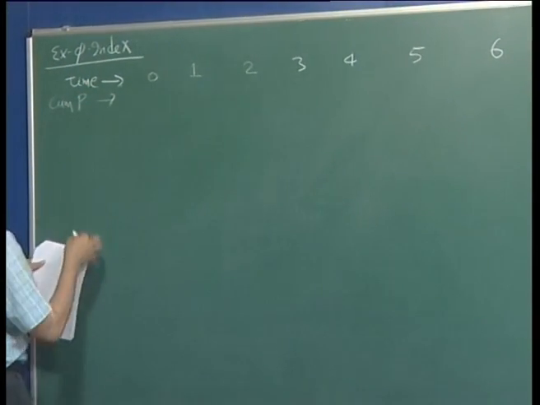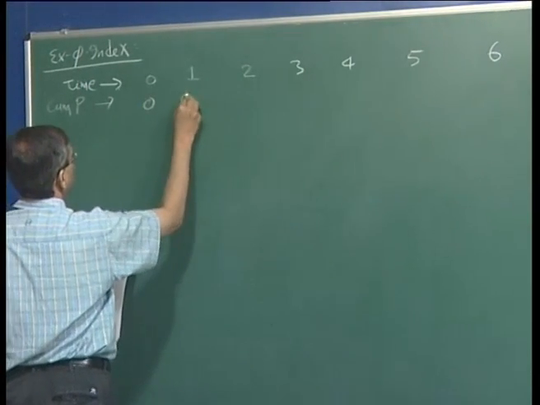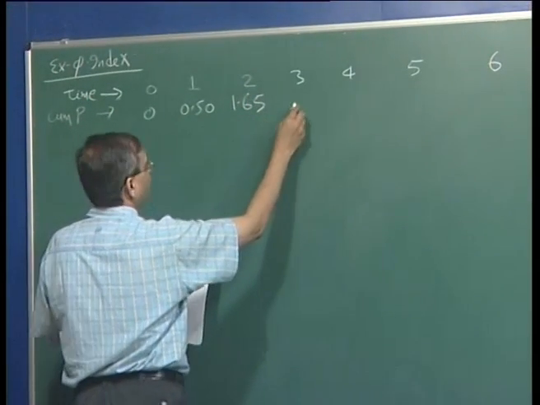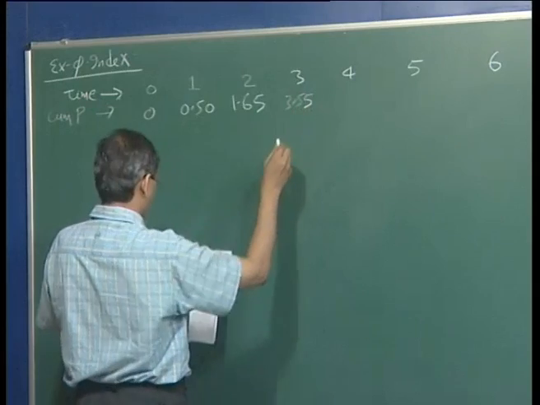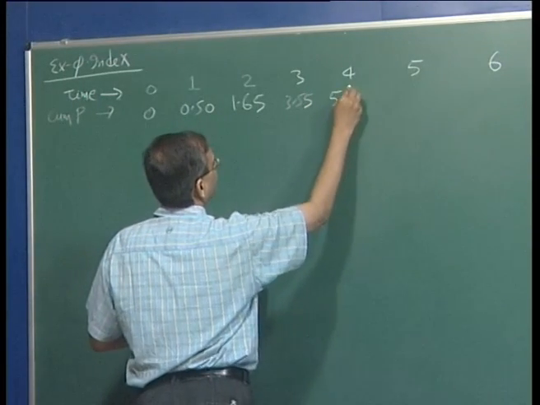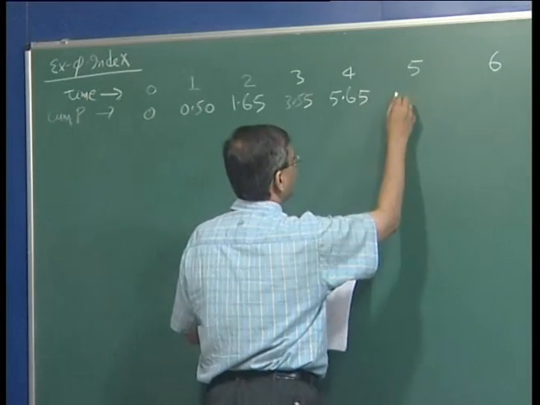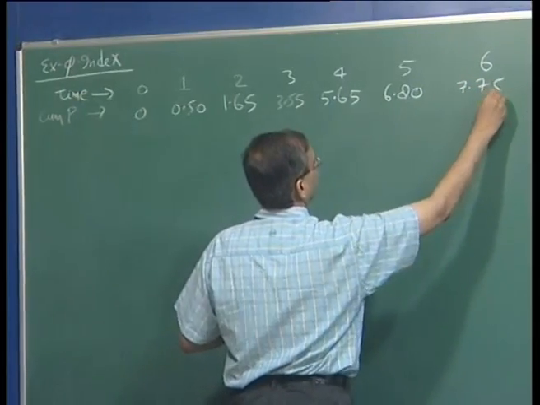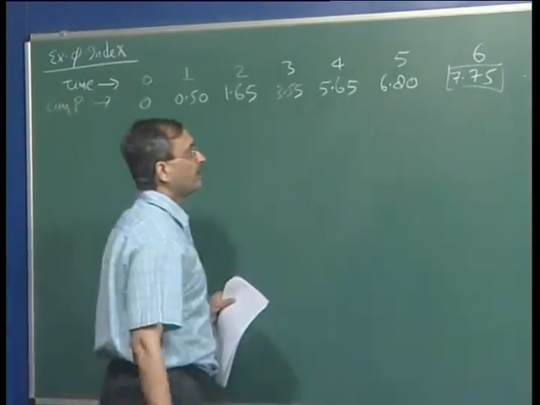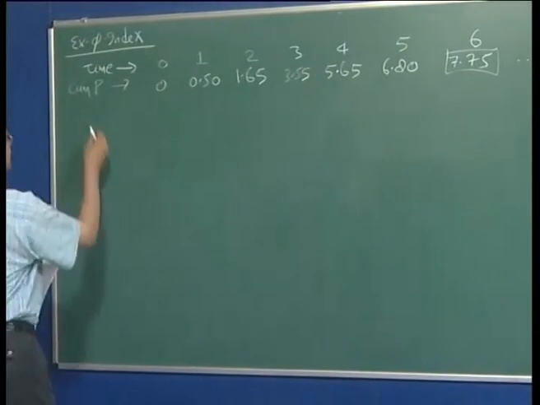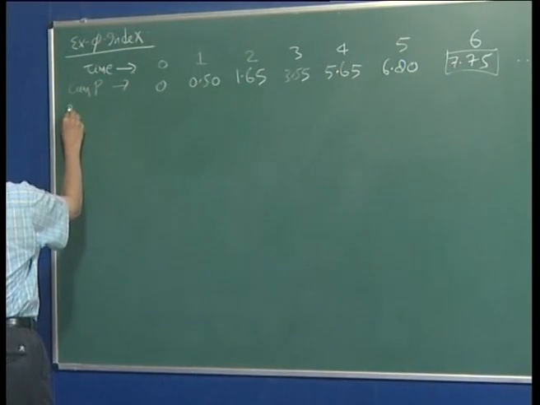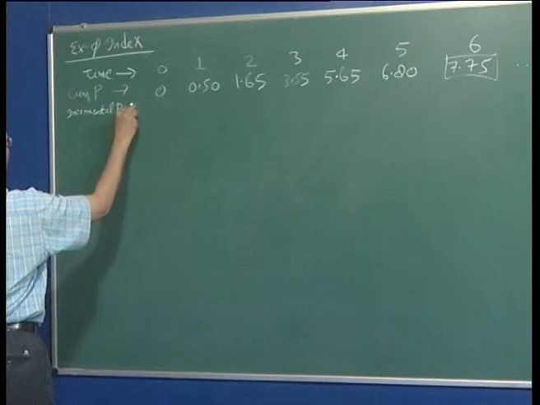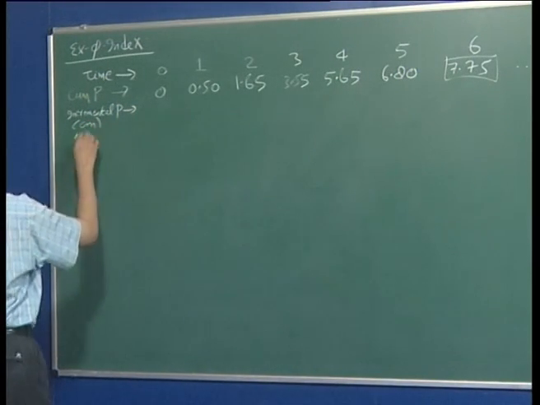Then you have cumulative rainfall, which is 0, 0.5, 1.65, 3.55, then 5.65, 6.80. This is the data we have just seen. I am just copying that. So, this is the total amount of rainfall during the storm event in 6 hours. What we need to find out is the incremental rainfall, that is also in centimeters in every hour.